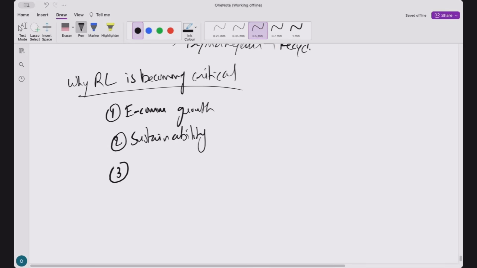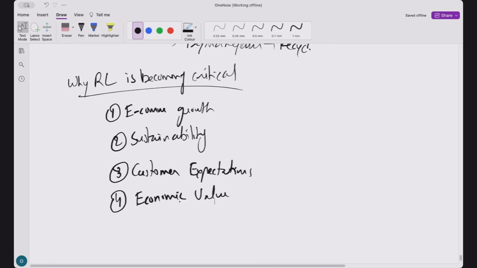Then we have customer expectations. Easy returns is now a competitive advantage. Then economic value. Recovered products have value. And what is the role of OTM in this? OTM can manage reverse transportation too. That means scheduling return pickups, optimizing return routes, tracking return products, managing reverse freight cost.